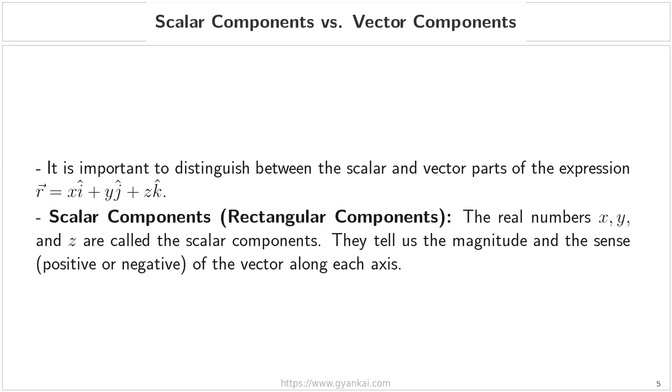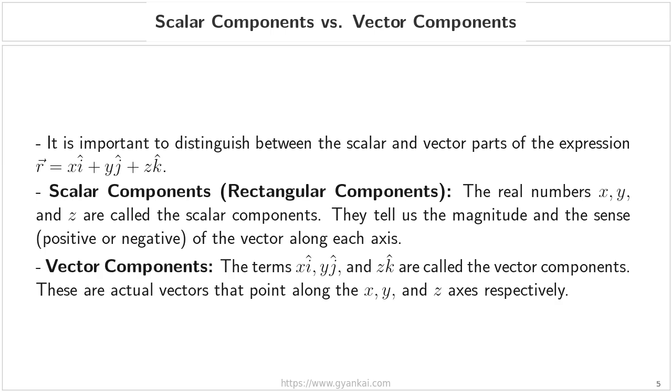First, let's look at what we call the scalar components, which are also known as the rectangular components. These are simply the real numbers x, y, and z. Think of these as the instructions or the magnitudes along each axis. They tell us how far to move and in which sense, meaning whether the direction is positive or negative along the x, y, and z axes.